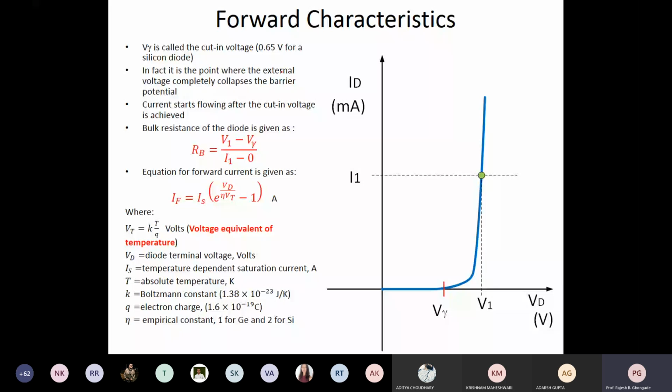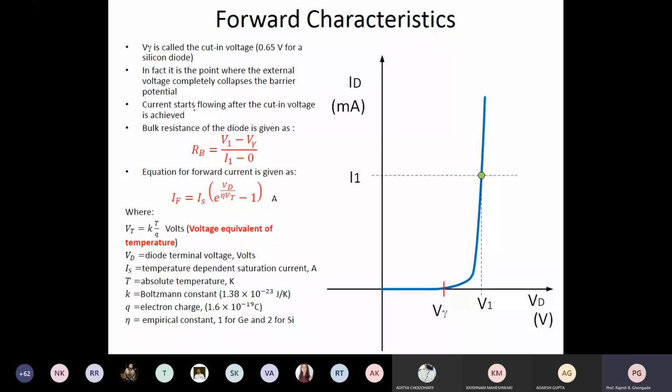It is the point where the external voltage completely collapses the barrier potential. So up to here, even if the forward bias is positive, say up to 0.65 volts, in spite of that, current will not flow unless and until the external voltage crosses this cut-in voltage. This is very, very important. Once it crosses this voltage, as you can see, there is a sharp increase in the current flowing through the diode. So the current starts flowing after the cut-in voltage is achieved.